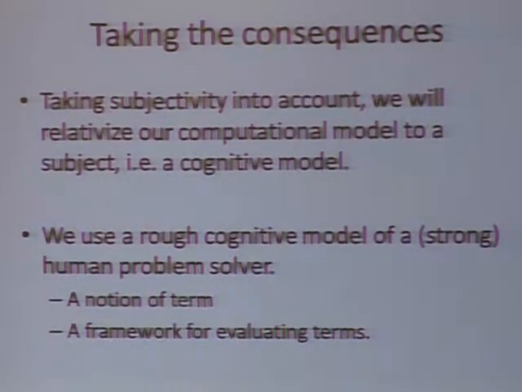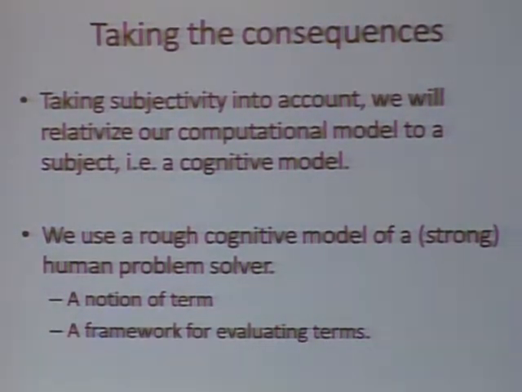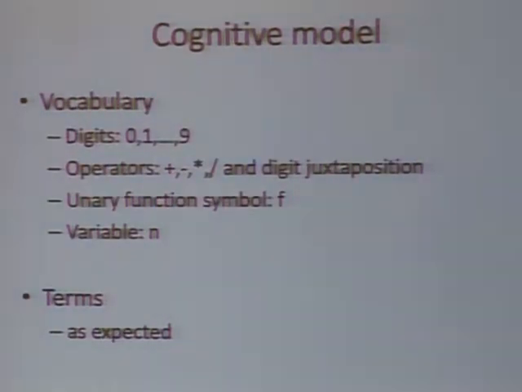So we have to take the consequences of this subjectivity now. And we're going to do that by introducing a subject, actually, into our computational model. And a subject, in this case, will be a cognitive model. And we can use a very rough cognitive model. It's sufficient, of some imagined human problem solver, which can be a fairly strong human problem solver. And the only thing that we need is a notion of term that we're going to use to describe the sequences, and also a framework, a computational framework for evaluating those terms, computing them.